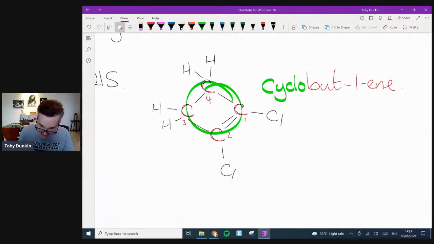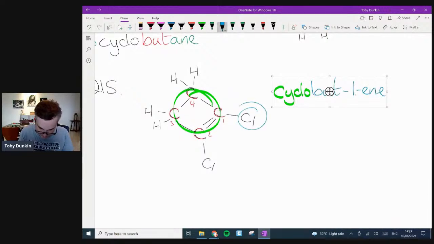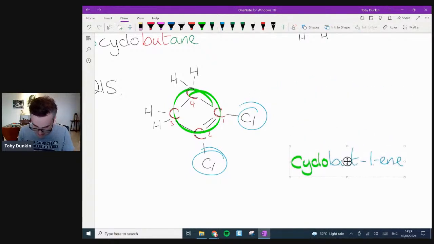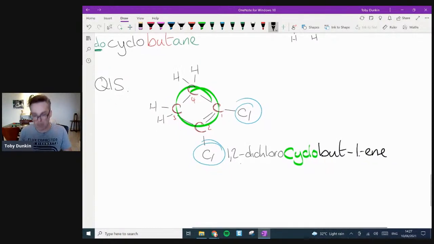Now the last thing I do is attach on my prefixes, which are my chlorine groups. And those chlorines are on 1 and 2. And we must have those numbers. You must have them because they could go somewhere else. So in this case, it's going to be 1,2-dichlorocyclobutene. You don't need this one here, but they wouldn't mind if you did.